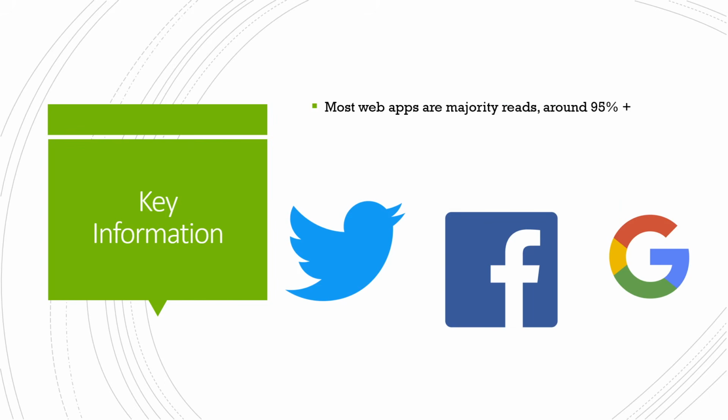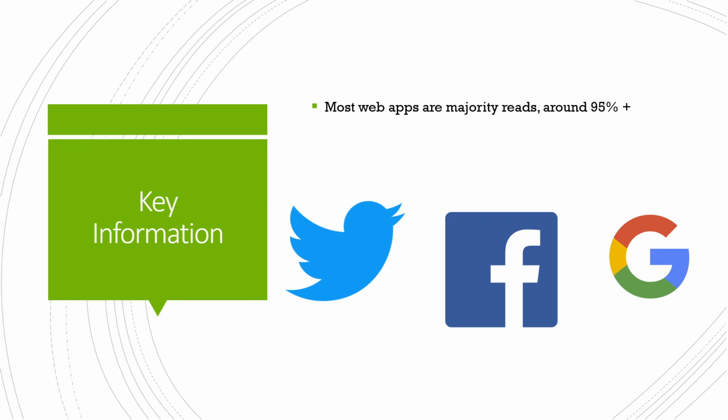A key piece of information to keep in mind when you're planning out how to scale your database is that most web apps and applications in general are very read heavy. It's usually around 95%. And if you think about something like Twitter, one large account, they write once to the database to create a tweet, but that one tweet can be read and retrieved from the database millions of times.